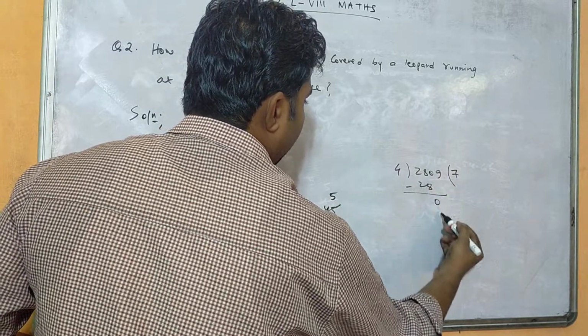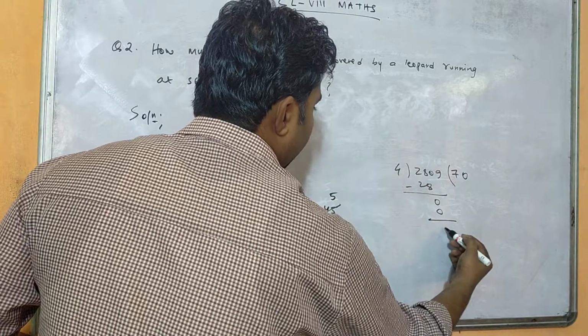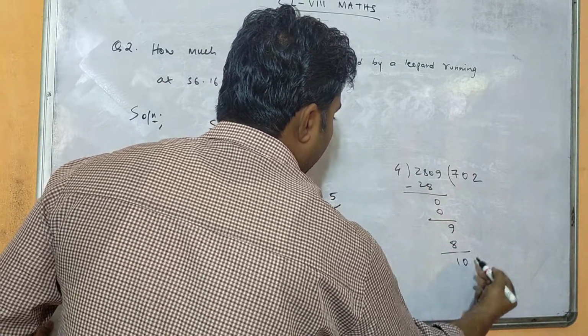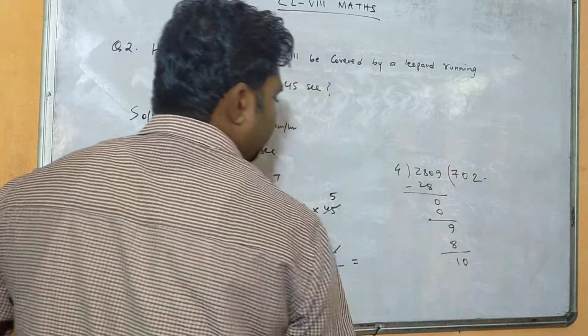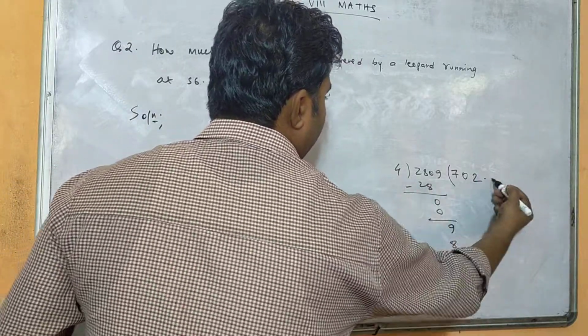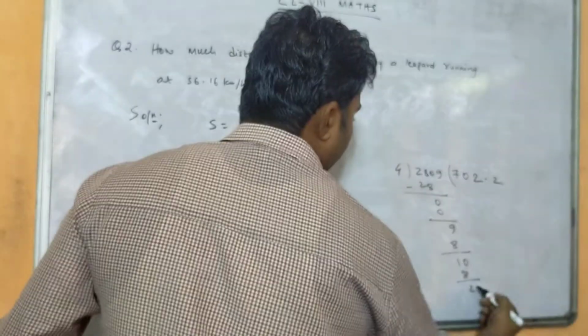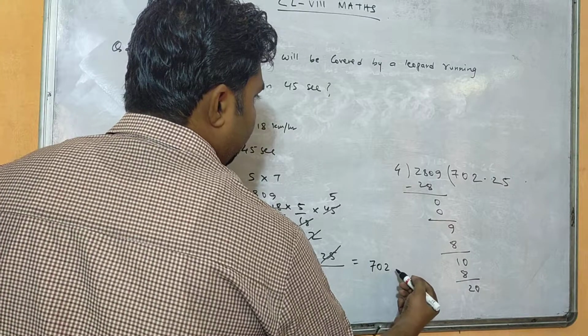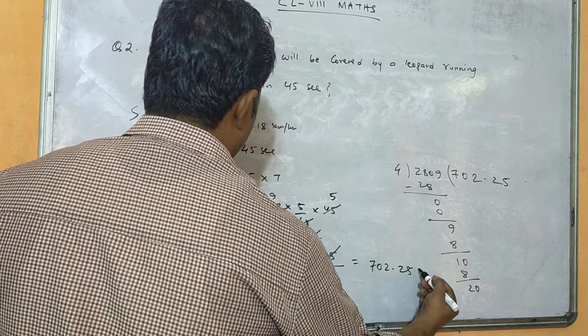So what will we get here, 0. If you multiply, what will we get here, 9 4s are 36... after putting 0, you put a decimal point here, 4 2s are 8, 2 0, 4 5s are 20. That means here the answer you will be getting is 702.25 meter.